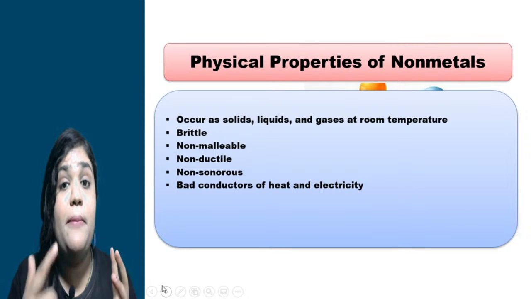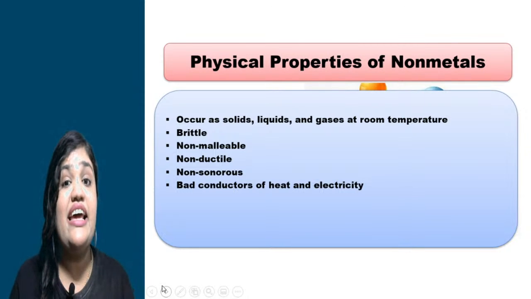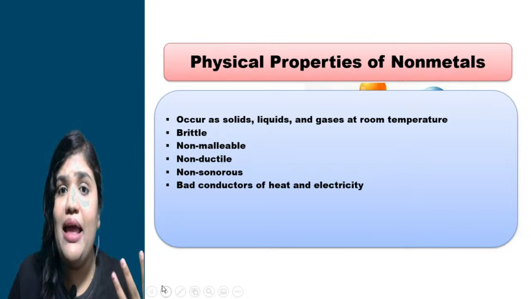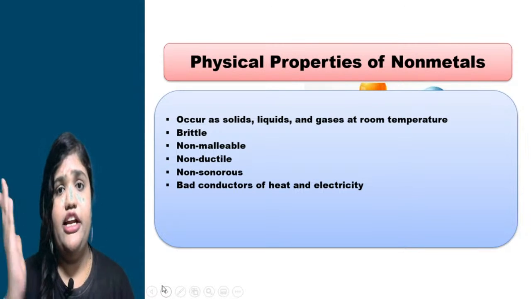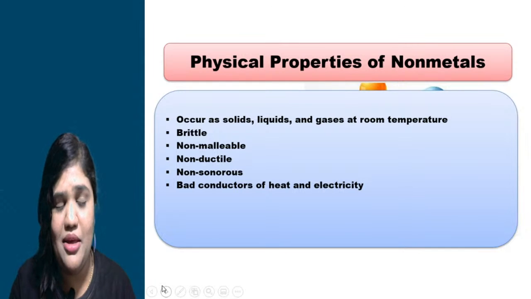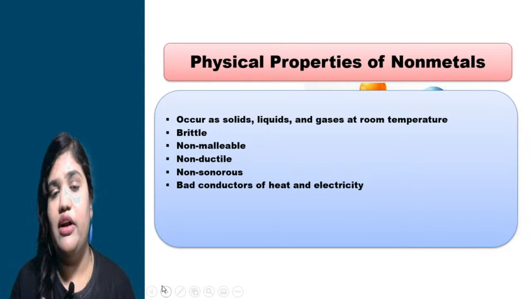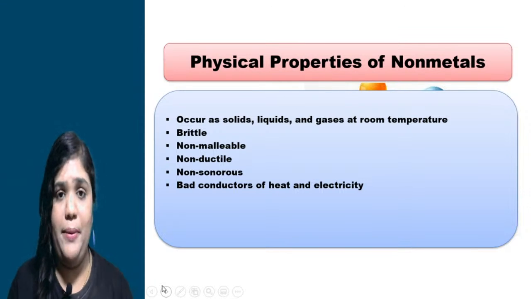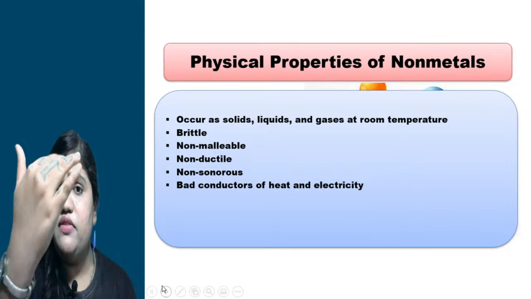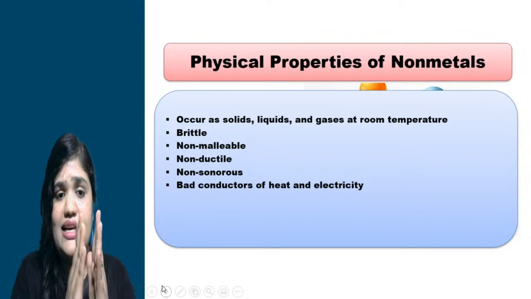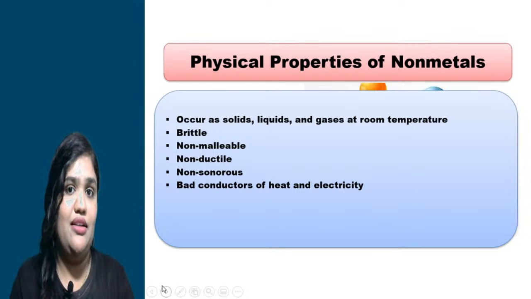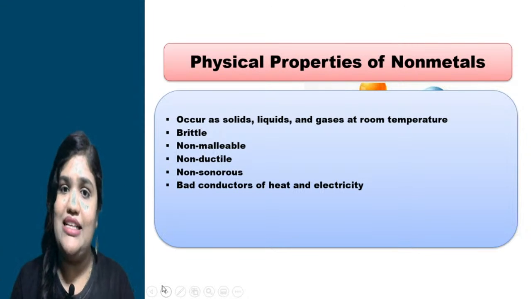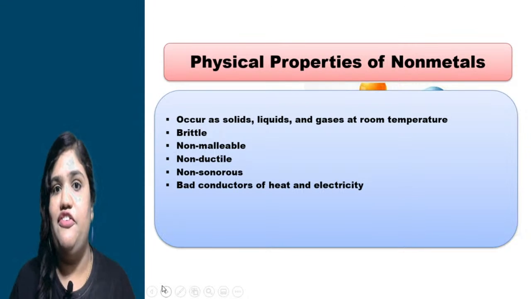Okay, everybody, they are brittle in nature. Brittle means what? They can crack easily, they can break easily. That is brittleness. They are non-malleable. We cannot convert any non-metal into a thin sheet. They are non-ductile. We cannot convert any non-metal into thin wire, so that is another property of non-metals. As you are observing these properties, students, you can easily differentiate between metals and non-metals. So you can use these points for the differentiation between metals and non-metals. Am I right? Is it easy, everybody? Yes, definitely it is easy.